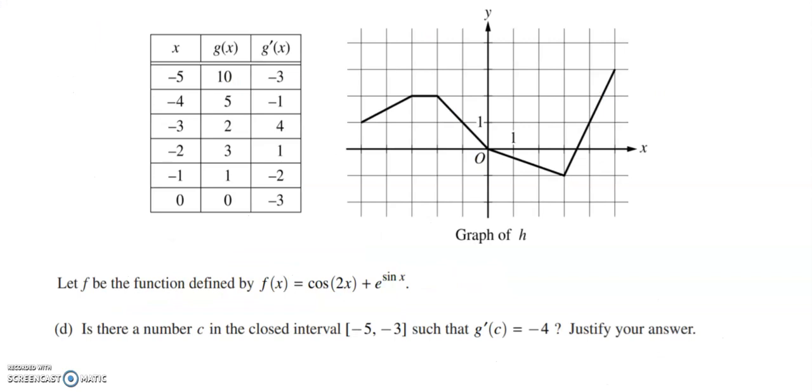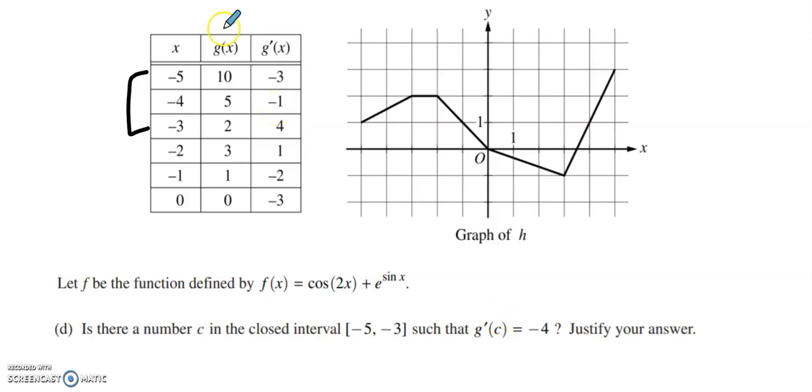All right, last one. Is there a number c in the closed interval -5 to 5, -5 to -3, I can read, this interval here, such that g prime of c is equal to -4? Well, the first thing you want to look at is just, can g prime ever be -4? And a lot of times you want to look for the intermediate value theorem. Do we go down below -4 and back above it? Not necessarily, right? There's nothing that's guaranteed there by the IVT.